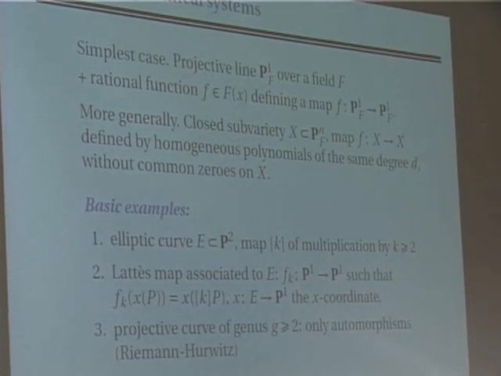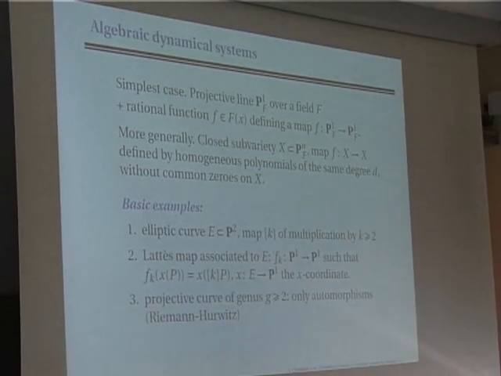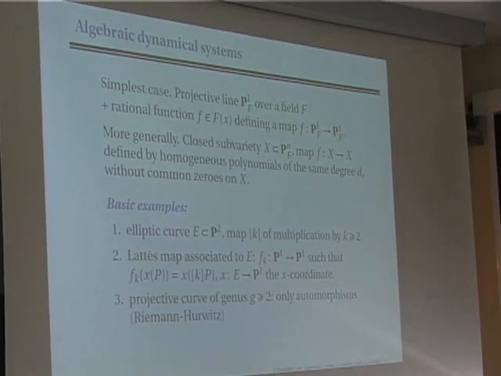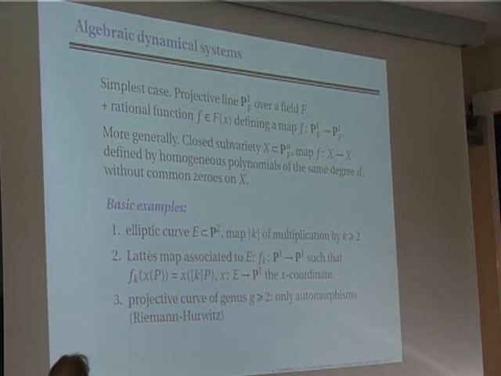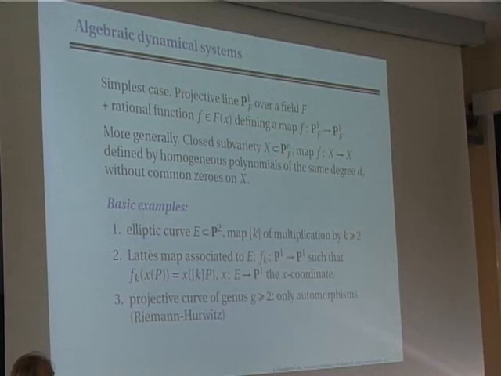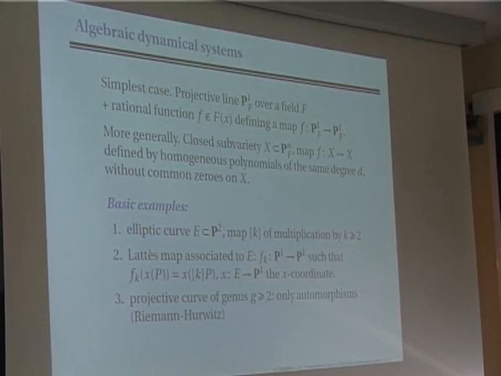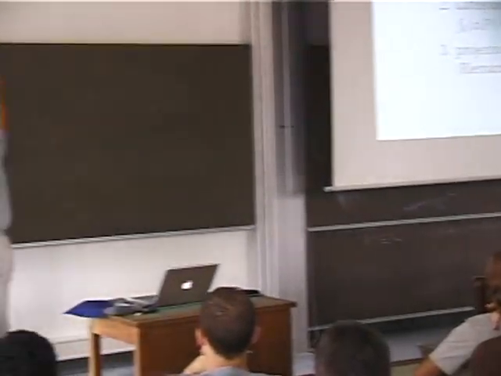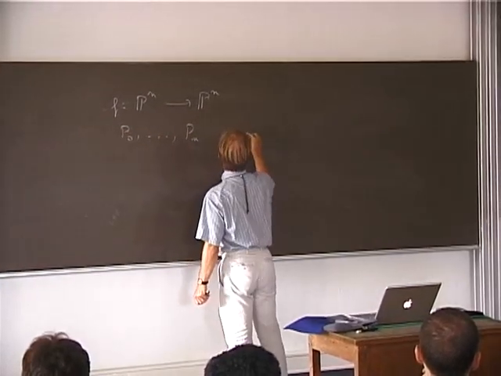So the simplest case is just the projective line over some field and a rational function, f, defining a map from P1 to P1. And more generally, I could study any closed subvariety X in Pn and a map f from X to X, which is defined by homogeneous polynomials of the same degree, d. So to define f from Pn to Pn, I can take polynomials P0, ..., Pn of the same degree d.